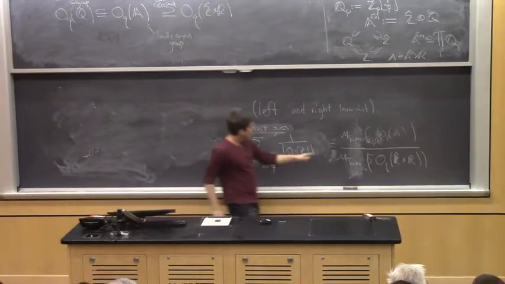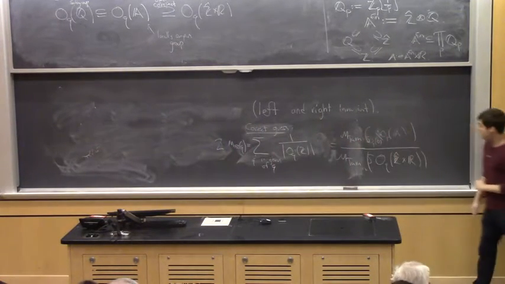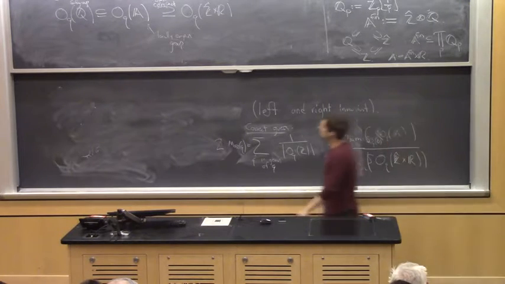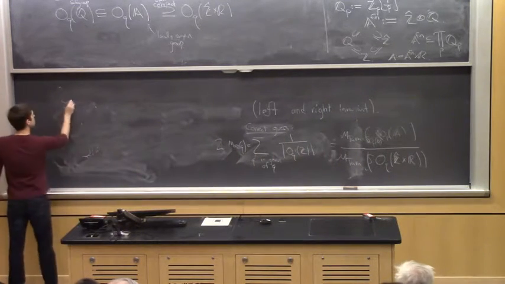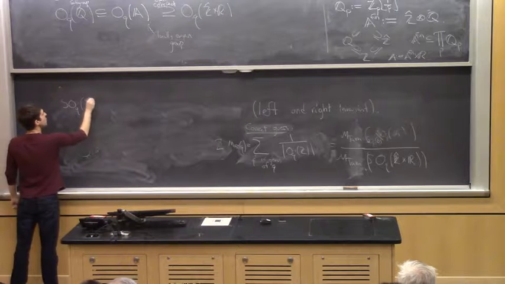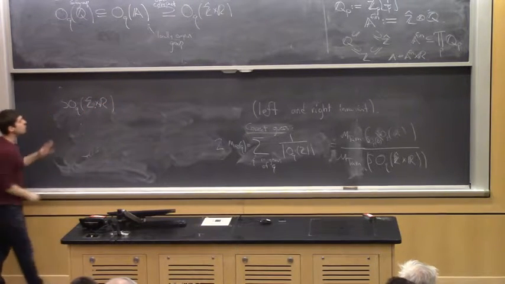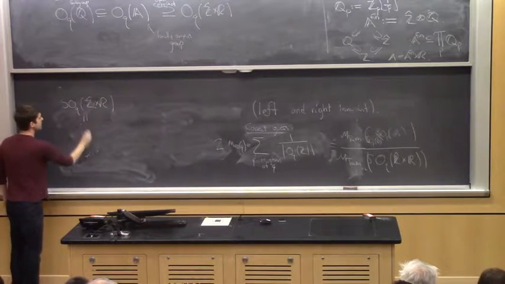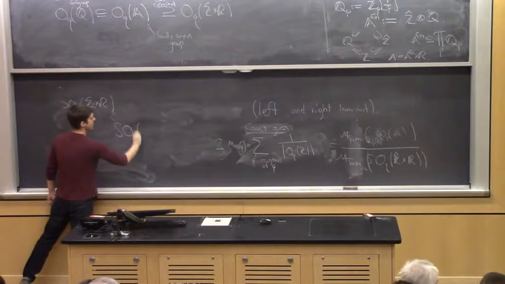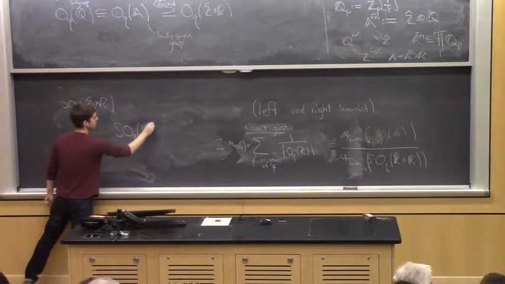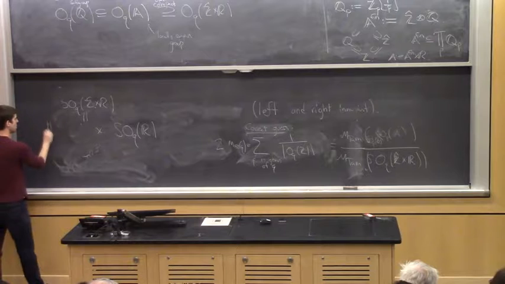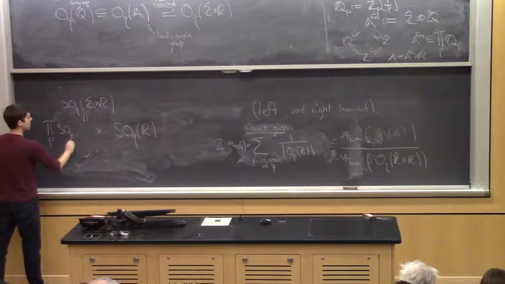Now this denominator is actually something you can explicitly evaluate. And that's because this group SO(Q) of Z hat cross R, it's not a restricted product, it's actually literally a Cartesian product of an Archimedean factor, which is this compact Lie group, SO(R), and a product over all primes p of SO(Z_p).